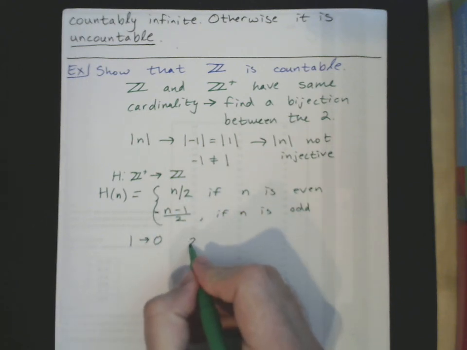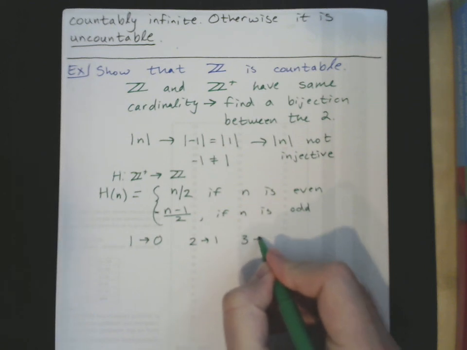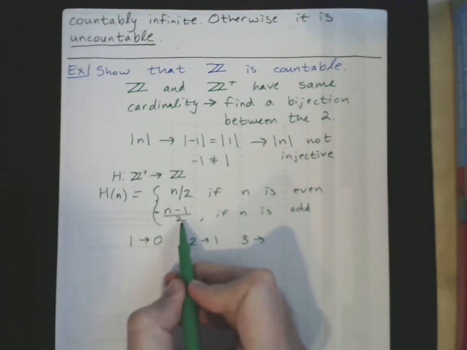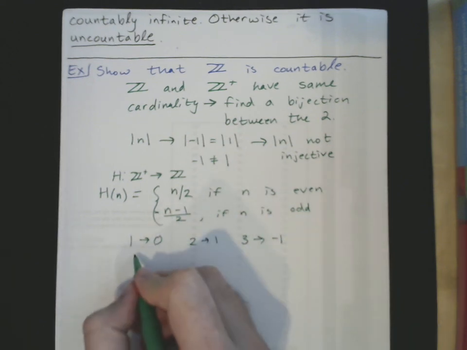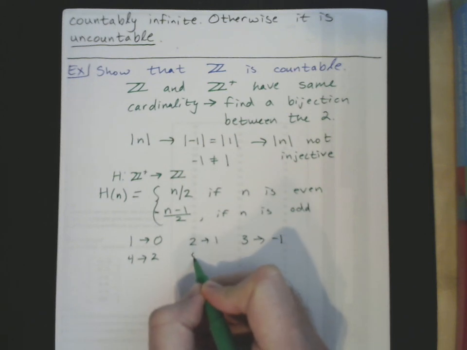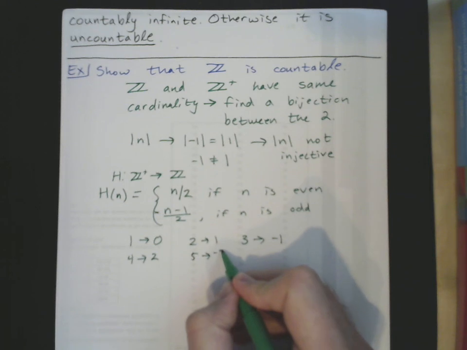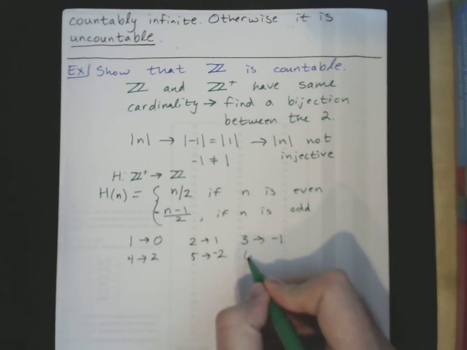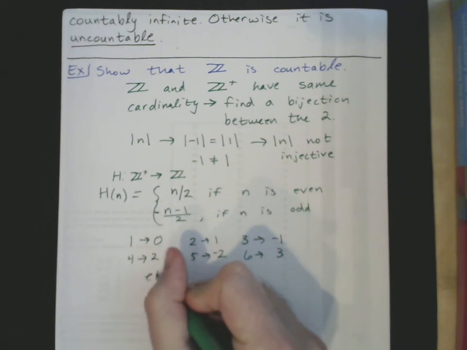2 is even, so 2 goes to 1. 3 is odd, so we have 3 minus 1 over 2, or 2 over 2, negative makes it -1. 4 is even, so it goes to 2. 5 is odd, so we get 4 over 2 and make that negative, so that gives us -2. 6 is even, goes to 3, and etc., etc.